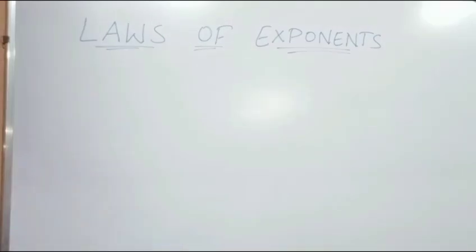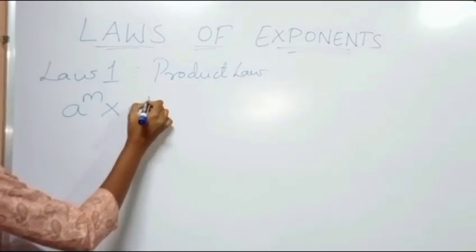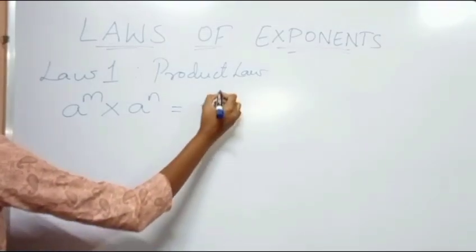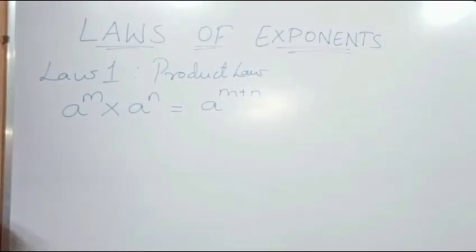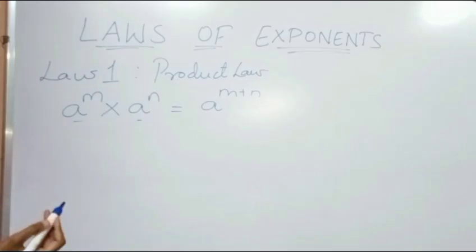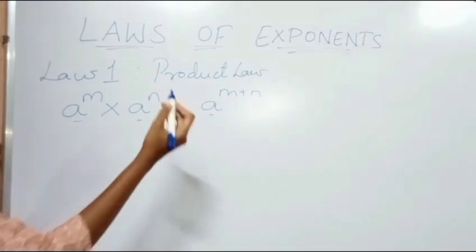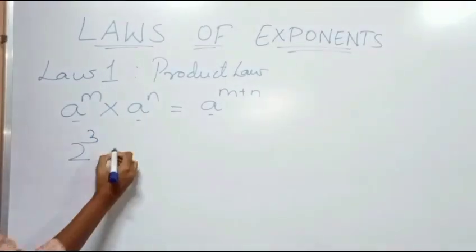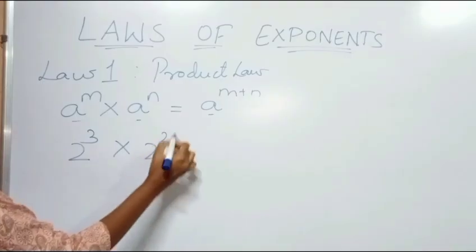Now, let's start with the laws of exponents. The first law is the product law. It is written as a to the power of m into a to the power of n. The result you get is a to the power of m plus n. Here, the multiplication changes into addition. So, when the bases are the same in a product, the result is the base raised to m plus n.